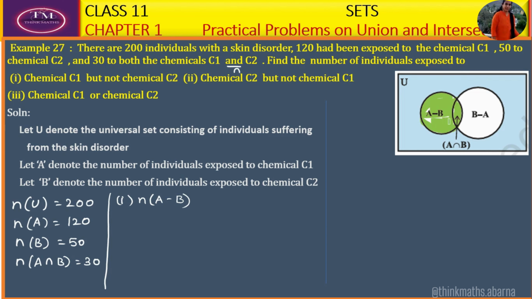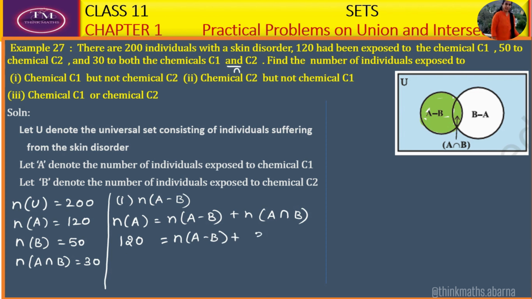So the number of elements in A is equal to the number of elements in A minus B plus the number of elements in A intersection B. Okay. Now we have to find out A minus B. What is the number of elements in A? It is 120. So it is n of A minus B plus the number of elements in A intersection B.